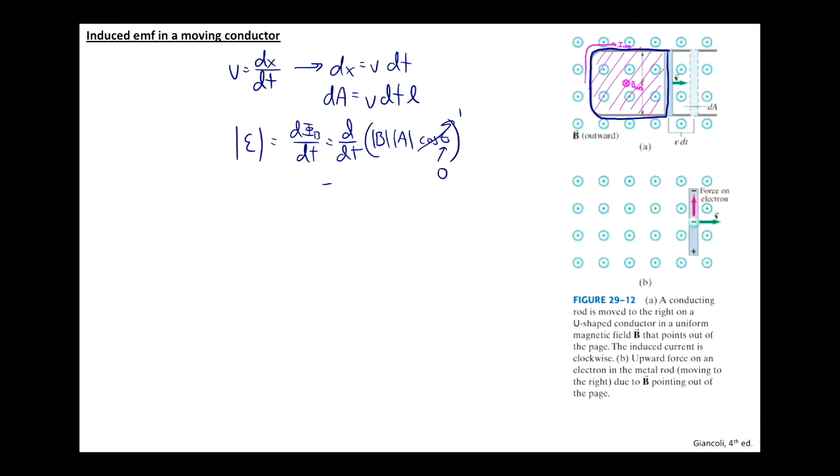The magnetic field is constant, and it's the area that's changing. So let's write this as B d dt of vL. Let's just keep doing it like that. There we go. And then we'll pull out the additional constants. So if it's moving at a constant velocity, that's B v L, and then I have dt over dt, so that's just gone.